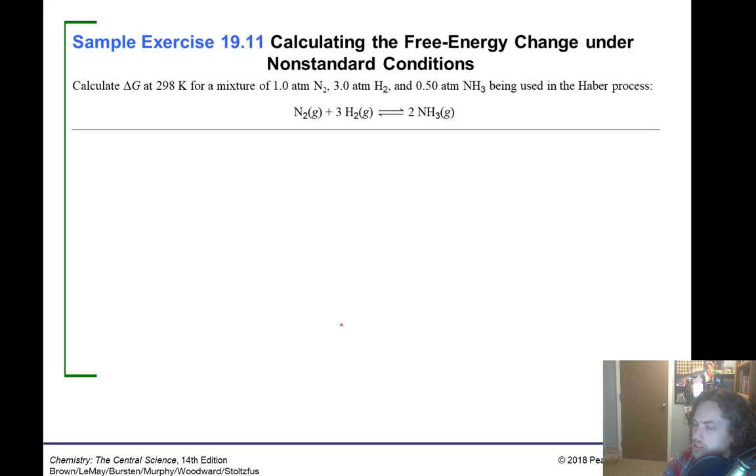All right. So this problem says: calculate delta G at 298 Kelvin for a mixture of 1 atmosphere nitrogen, 3 atmospheres hydrogen, and half an atmosphere of ammonia being used in the Haber process. It's no longer at standard conditions because these are not 1 molar, so we have to use this new formula we learned: delta G equals delta G at standard plus RT natural log of Q. So first we have to find Q.